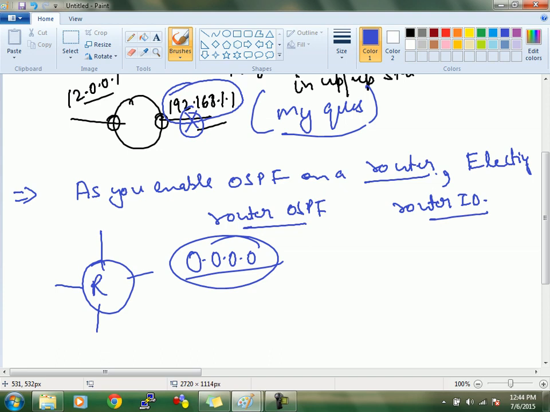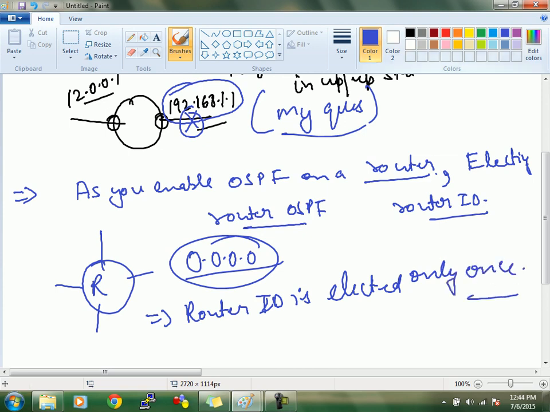That will never happen, because there is a thing: router ID is elected only once. When OSPF starts on a router, the router ID is elected only once.